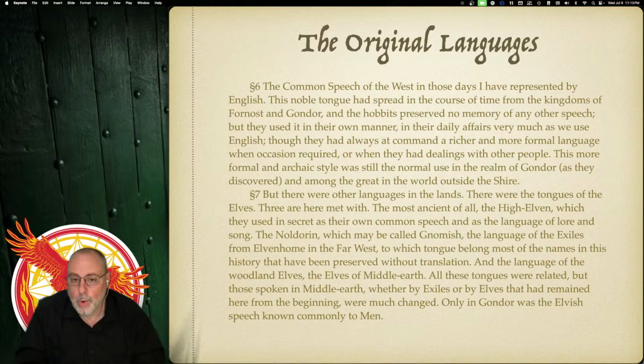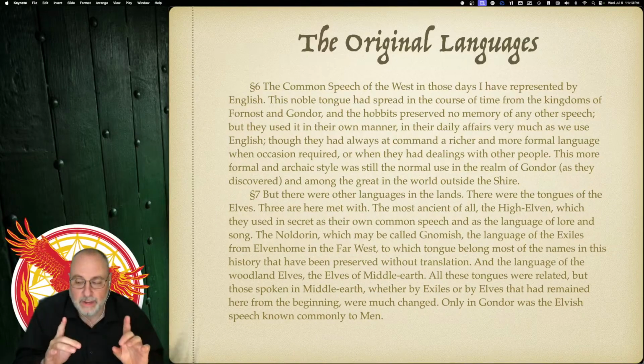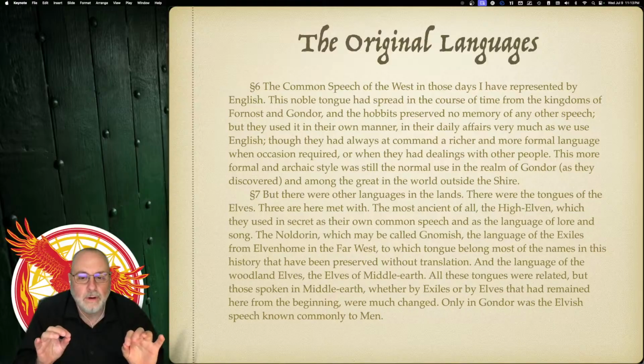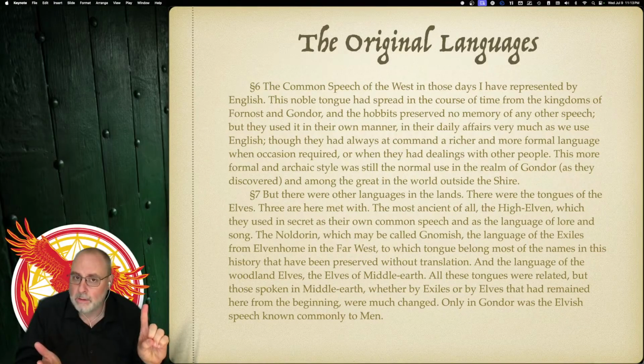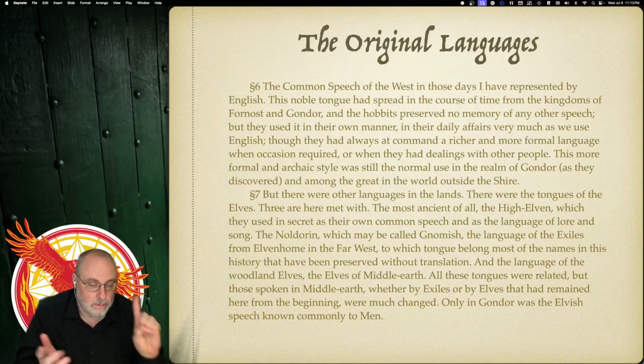Okay, so what languages is he referring to here? Let's do an exercise. Forget the names. Forget the proper nouns that he gives to the languages. Let's just read the descriptions instead. Three are here met with. The most ancient of all was used in secret as the elves' own common speech and as the language of lore and song. Okay, used in secret, language of lore and song. What are we talking about? That's Quenya, right? Language of lore and song, used in secret, for reasons. Okay, we're talking about Quenya.